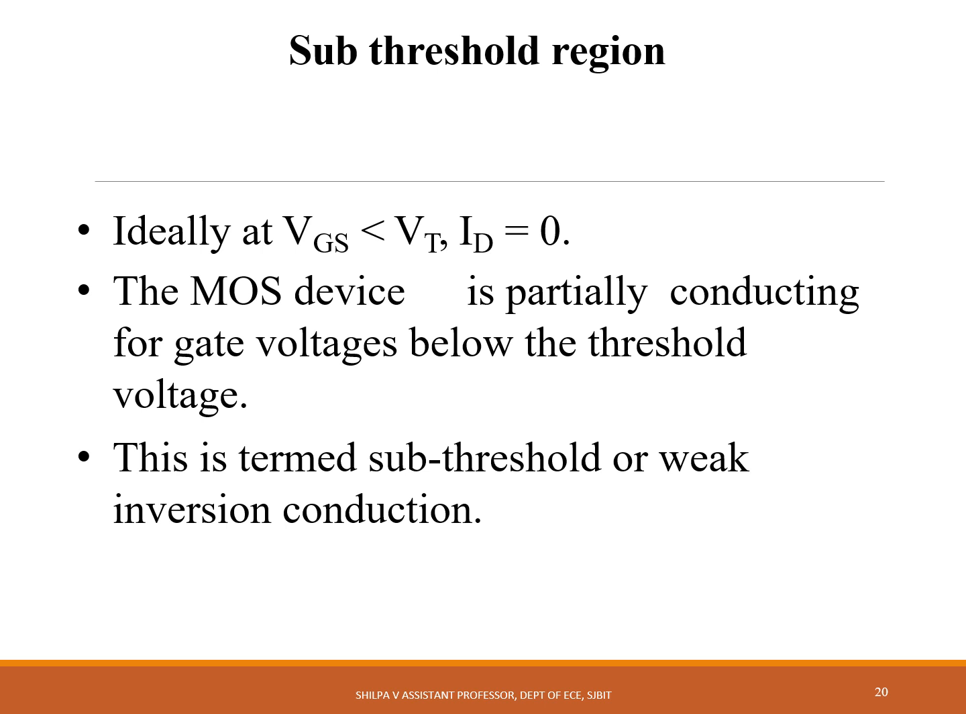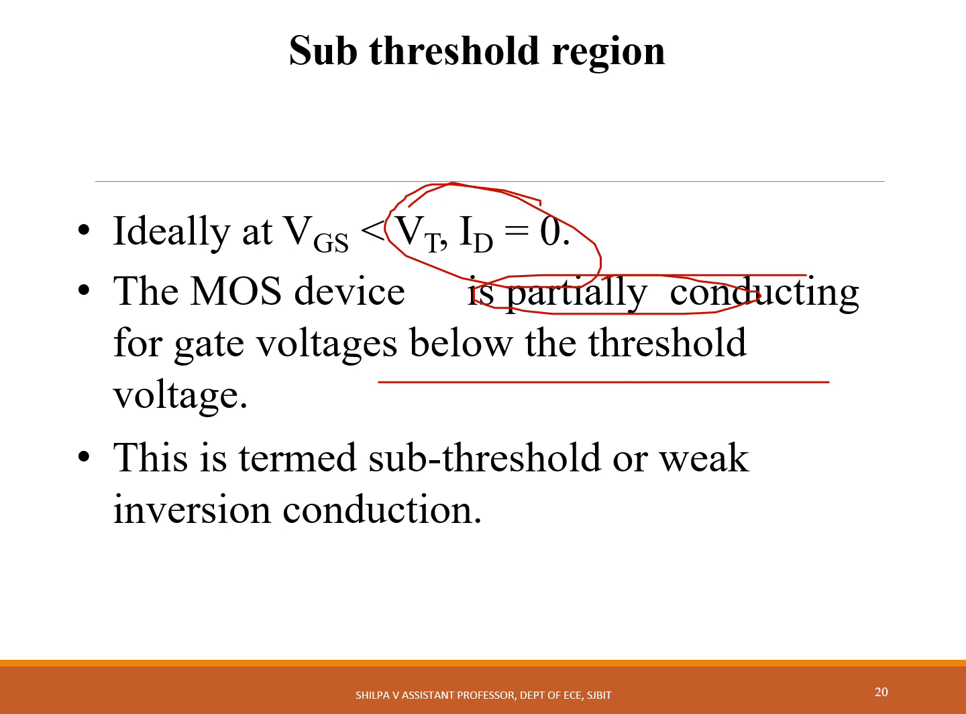Subthreshold region: ideally, at VGS less than VT, the current should be zero. But most MOS devices will be partially conducting for gate voltages below threshold, and that is called the subthreshold region. Ideally, a MOSFET should be off when VGS is less than VT, but practically when you are using a transistor, it even conducts when VGS is less than VT, and that is called the subthreshold region. And these are some of the non-ideal effects of transistors.